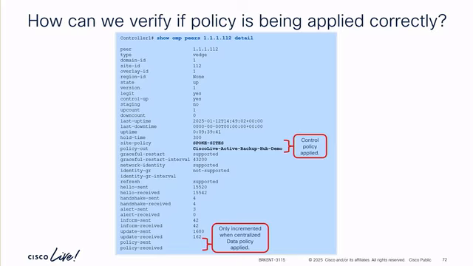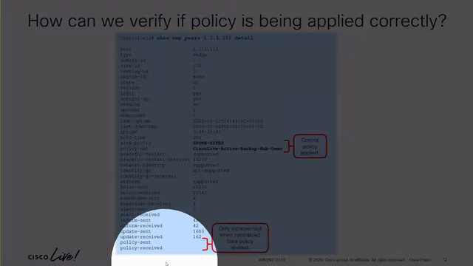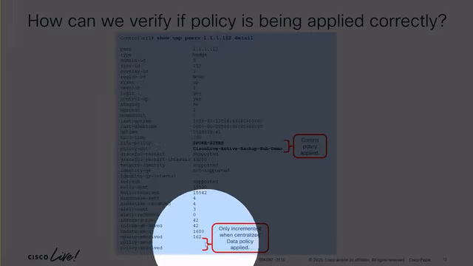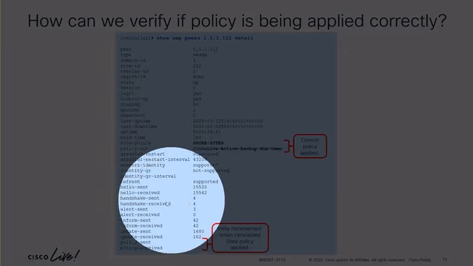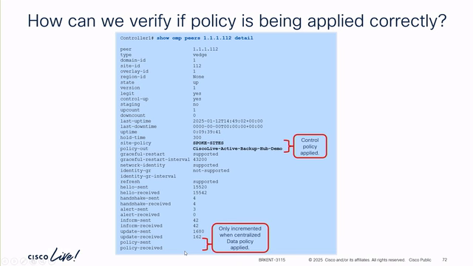So on the controller, when you do the OMP peer detail, here you can see that the policy sent and policy received counters are not being incremented or populated. Why? Because the policy which we applied is a control policy. The control policy is executed on the controller. It is not sent to the WAN edge devices. So for a policy which is sent through OMP, these counters will be incremented.